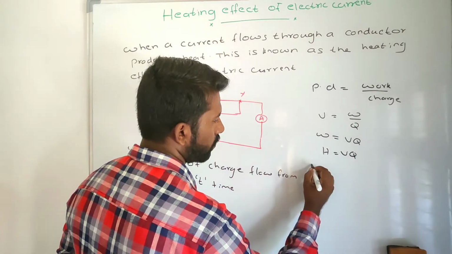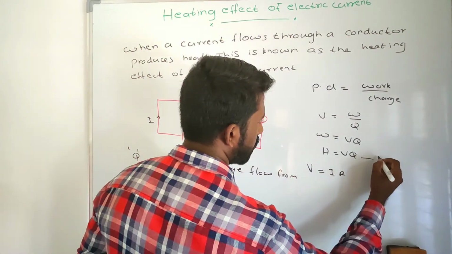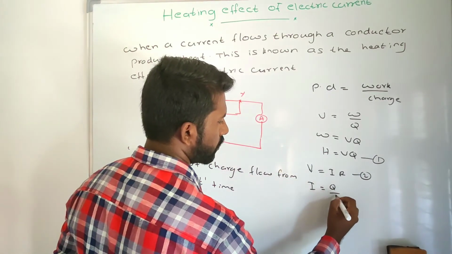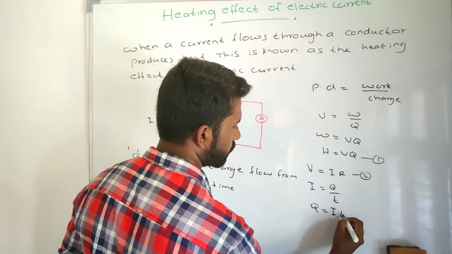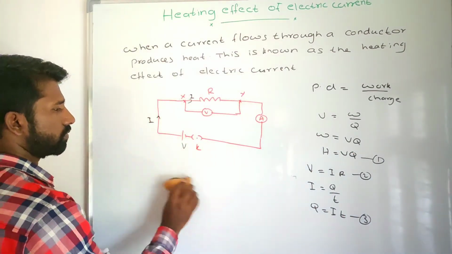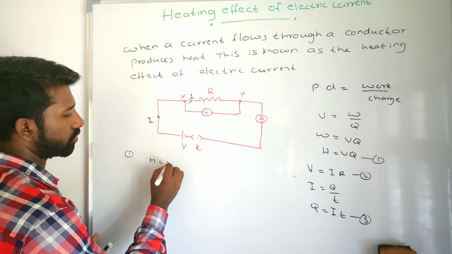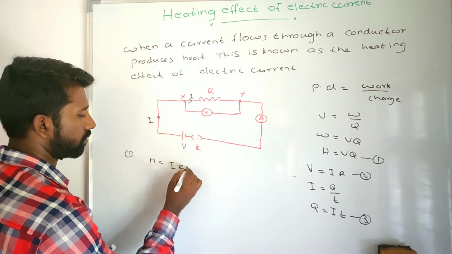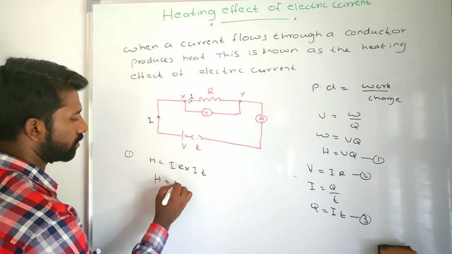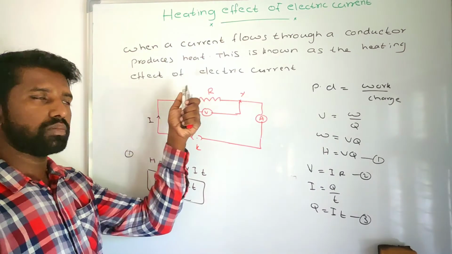From Ohm's law, we can say that V is equal to I into R. This is equation number 1, and this is equation number 2. From the general expression of current, we can say that I is equal to Q by T, and Q is equal to IT. This is equation 3. Substitute 3 and 2 in 1. So 1 becomes H is equal to, instead of V, IR, and instead of Q, we can write IT. So we get H is equal to I squared RT. This much amount of heat is released from this resistor.